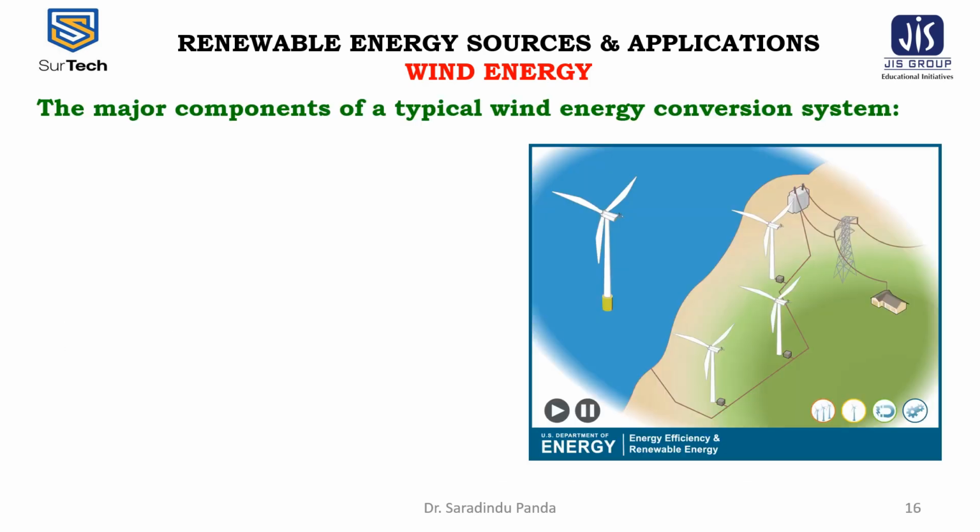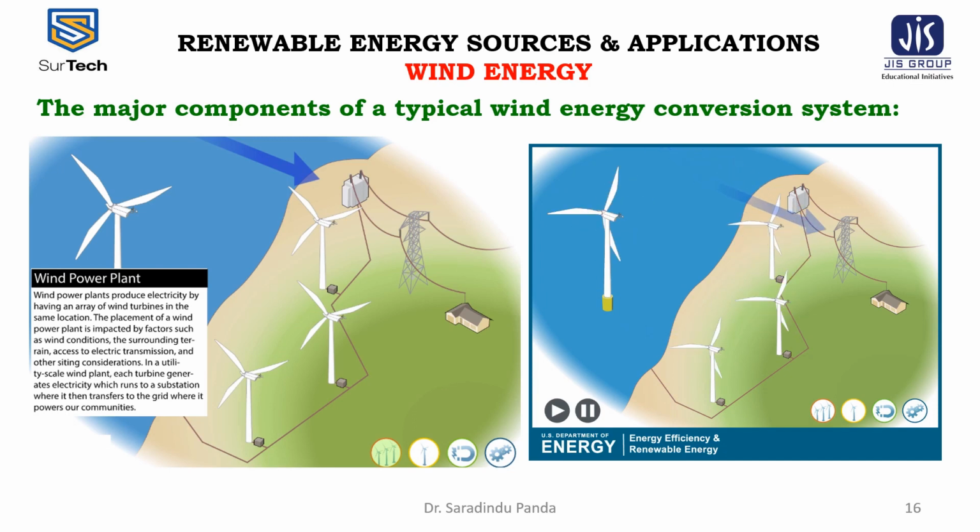Now the first component is the turbine, the wind power plant. Wind power plants produce electricity by having an array of wind turbines in the same location. The placement of a wind power plant is impacted by factors such as the wind conditions, the surrounding terrain, access to electric transmission, and other setting considerations. In a utility scale wind plant, each turbine generates electricity which runs to a substation where it then transfers to the grid where it powers our communities, shown in the figure.